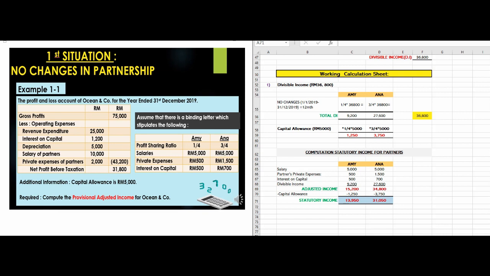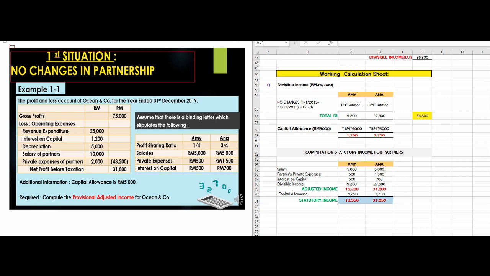Okay, so again, this is an example for the first situation when there are no changes in partnership. In part 3, you will look at the second situation when there is a change in partnership, and you have to understand the differences between the first situation and the second situation. But the way we calculate it in the formatting is the same. Okay, so that's all for the first situation.